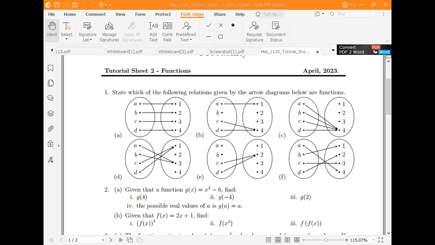So, as we can see in the first one, all the elements are mapped, that's the first thing. The second thing, they are mapped only once each. So it means that this is a function. So the first one is a function. The second one, we have an issue with B. B is not mapped anywhere. But we demand that all the entries of the left must be mapped. So because B is not mapped, this is not a function.